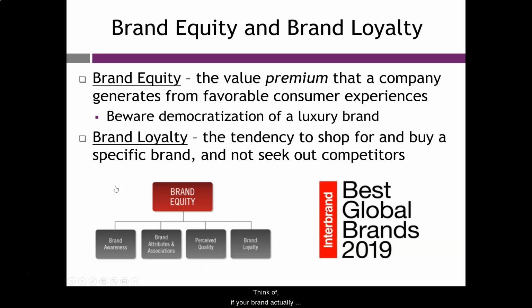Think of if your brand actually becomes a verb or a noun in everyday usage. For example, Google, the number two brand on that Interbrand chart. How often do you say, just go Google it? I'm just going to go Google something. Their brand name has actually become a verb. And even if you use Bing or Yahoo or Ask or some other search engine, people say, just go Google it. Can you think of other brands that have become verbs or nouns just because they're so popular?